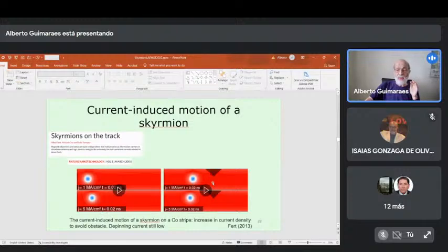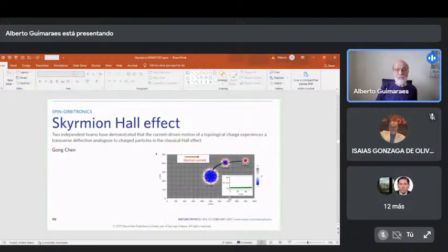Here is an example of an obstacle on the way of the skyrmion, and the simulation shows that in the first case, the skyrmion is blocked by this notch, and in the second case, with a somewhat higher current density, it avoids the obstacle, which is a very interesting property, of course. This is one of the physical effects that have been observed with the skyrmion.